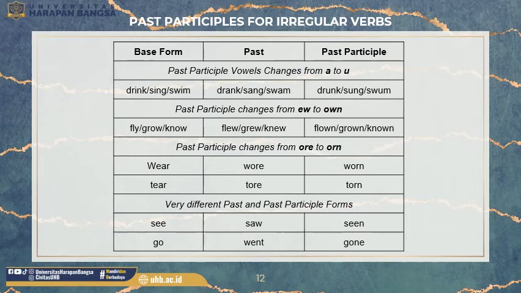Next, very different past and past participle forms. Ada juga bentuk past dan past participle yang sangat-sangat berbeda. Misalnya dari see menjadi saw, kemudian seen. Beda sekali ya. Saw menjadi seen. Ada go menjadi went, kemudian menjadi gone.